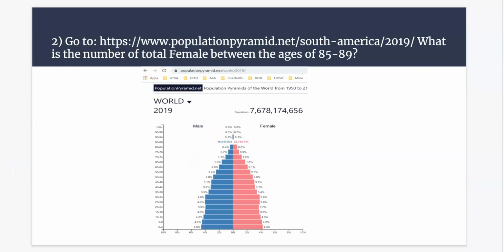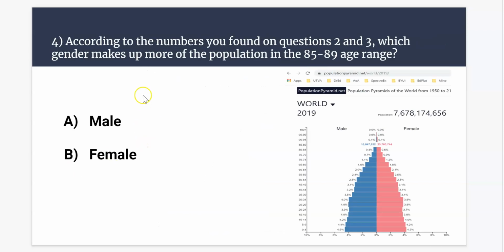Next question, you're going to do the same thing, but for males. So you're going to write on there, and it looks like there are 16,047,632 males. So there are significantly fewer males than there are females in that age category. Which leads us to our next question.